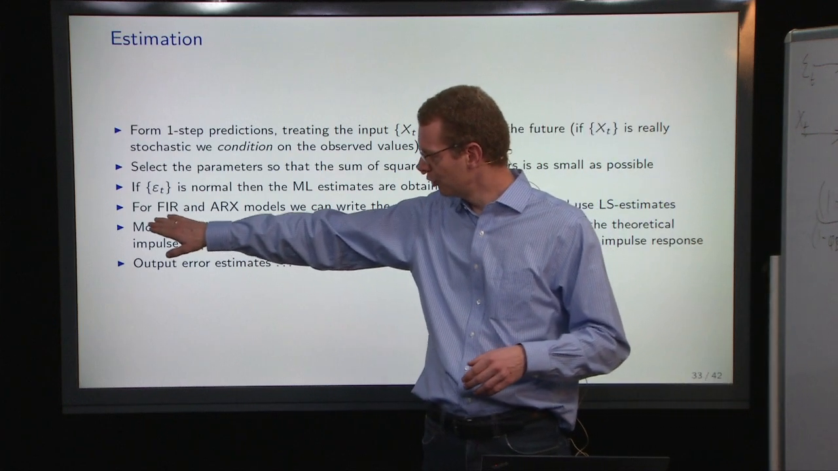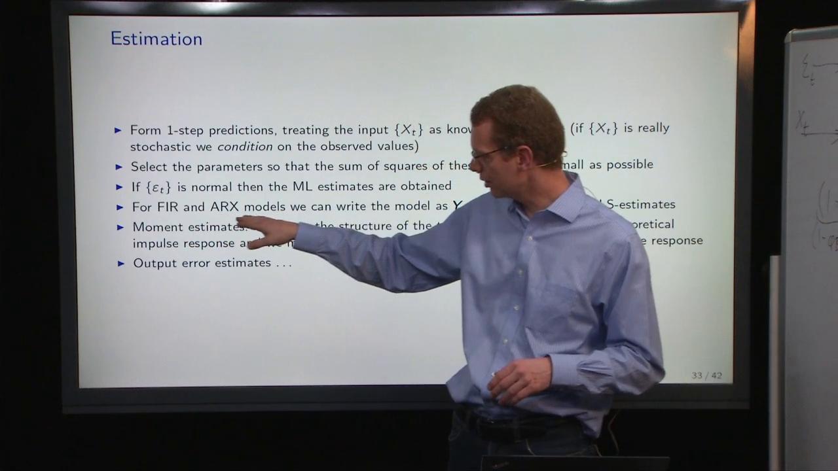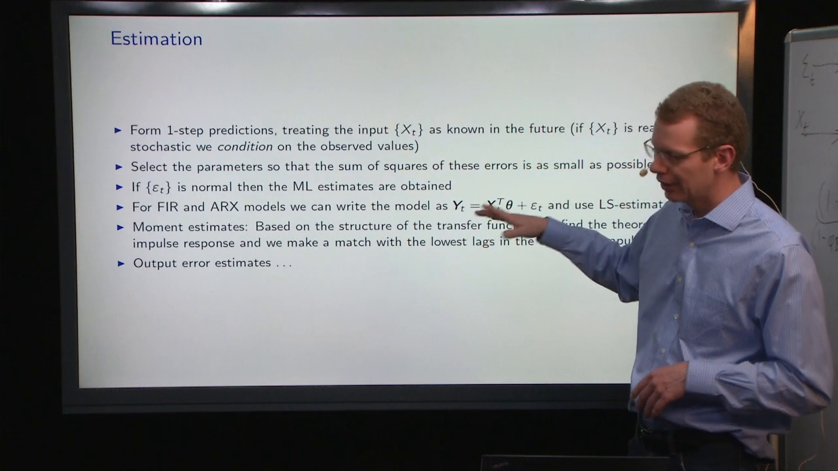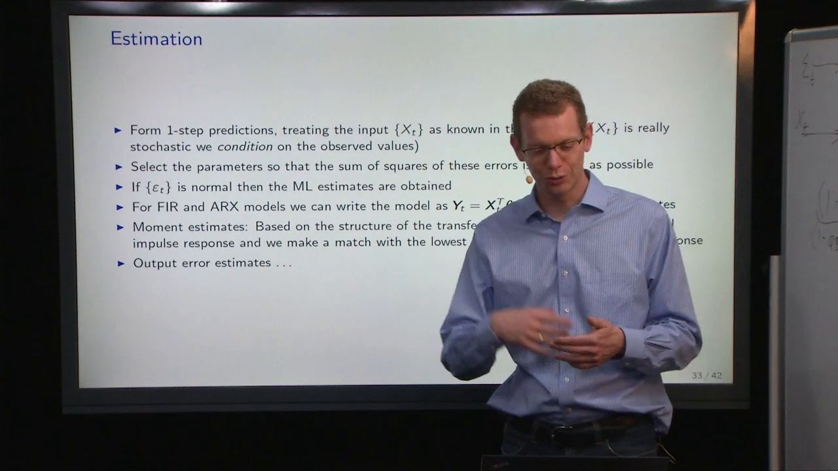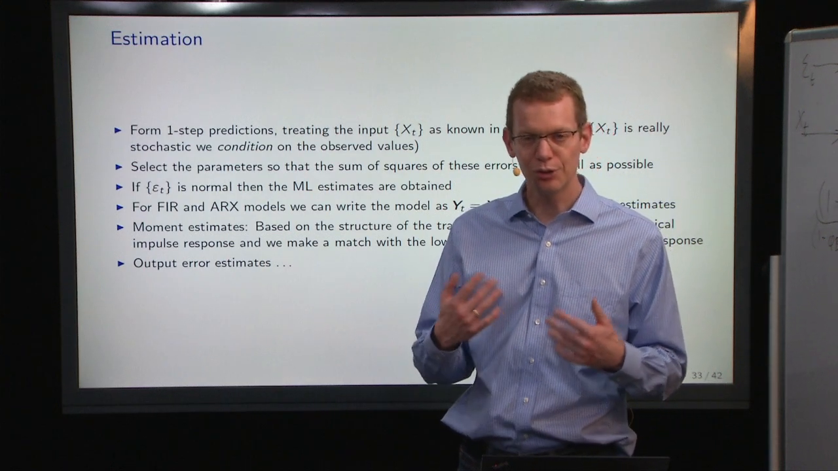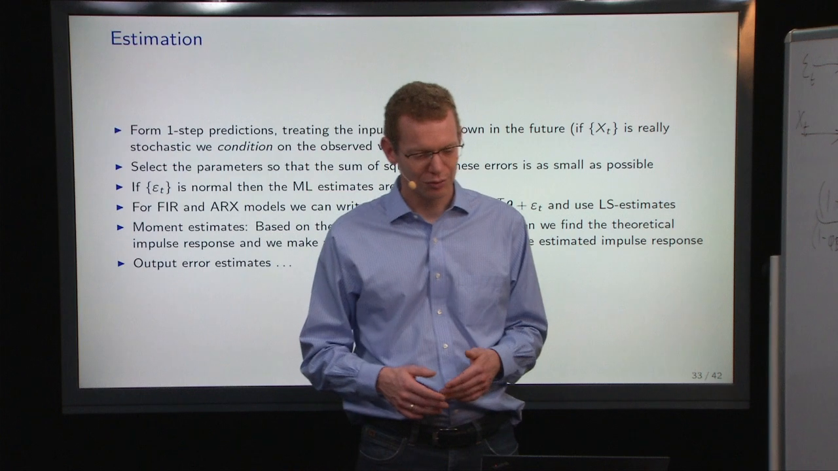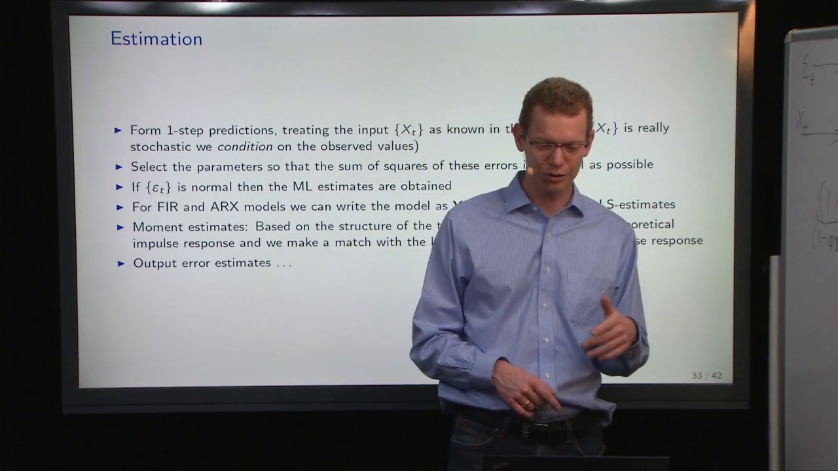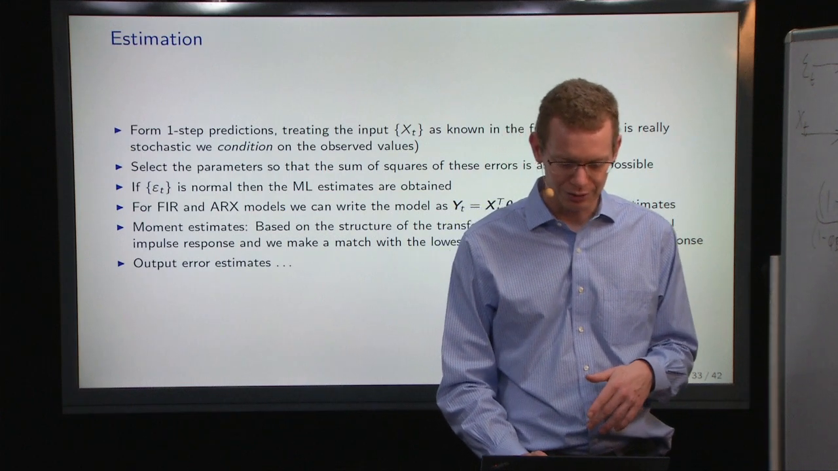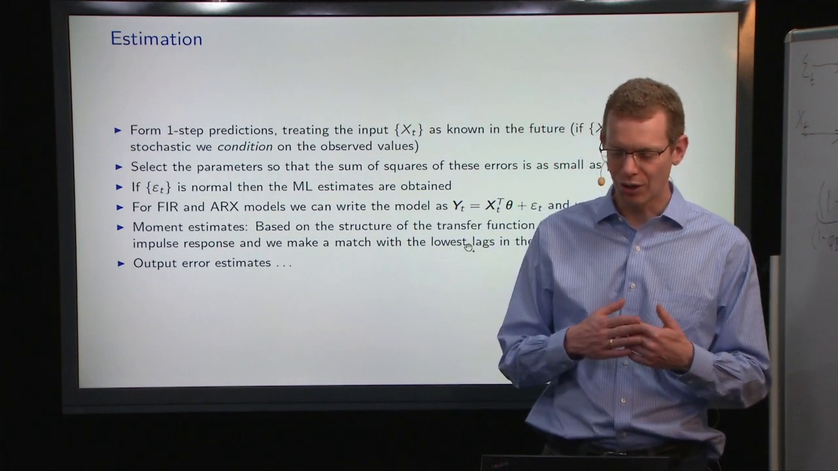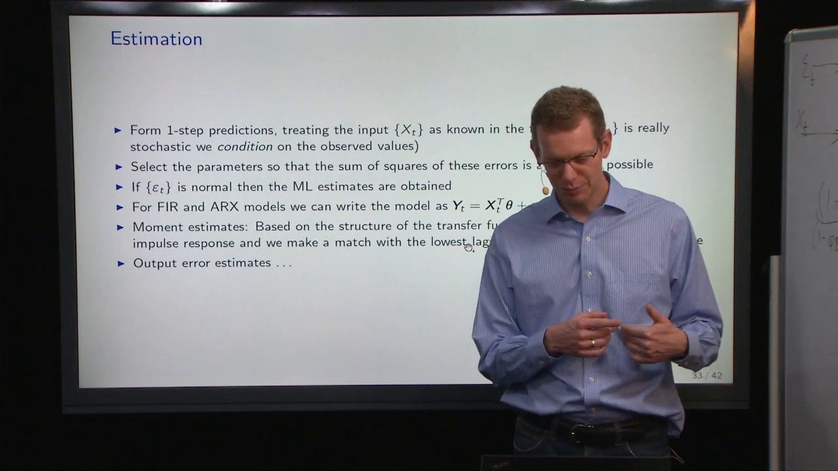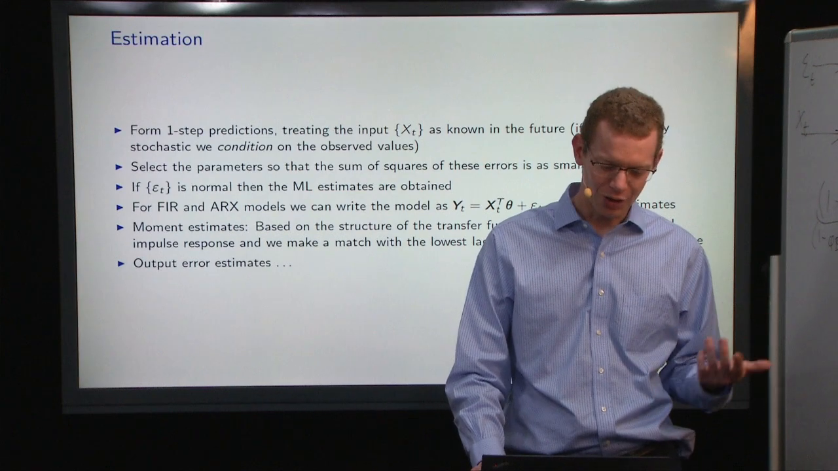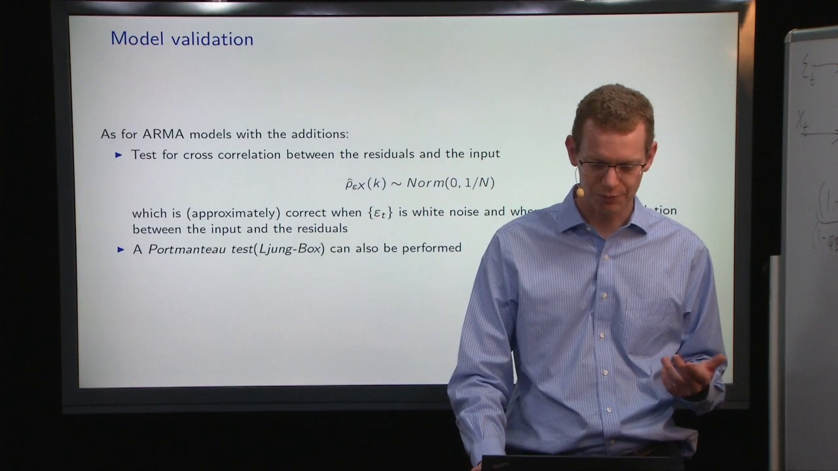If you have a finite impulse response model or an ARX model, then you can write it as a linear regression model, and thereby you can use that also to solve. You can also do moment estimates, which I will, as said before, generally not recommend if you have other options, but if you do that, you should match the lowest order lags to the estimated impulse response and take it from there. Basically, these are output error estimates.